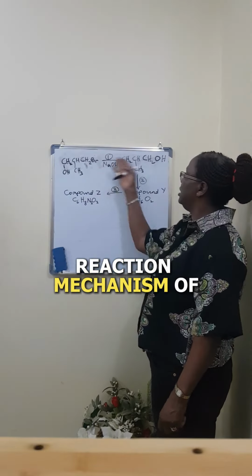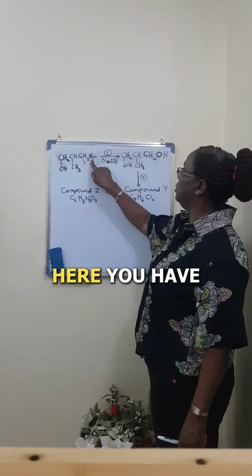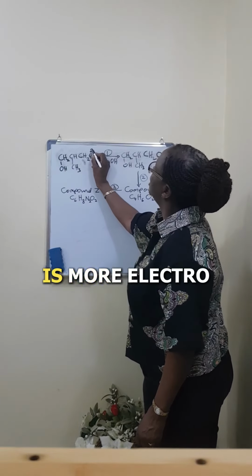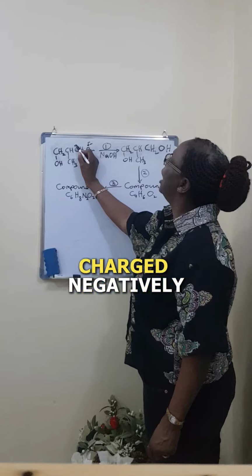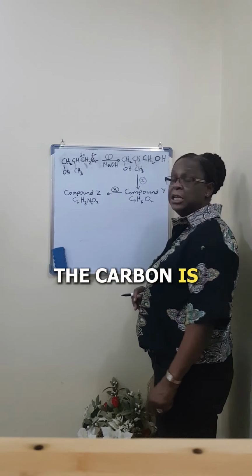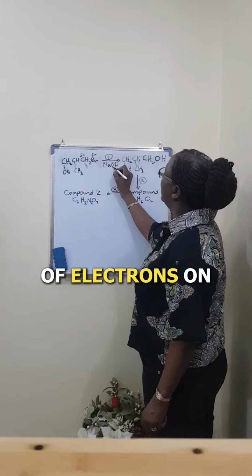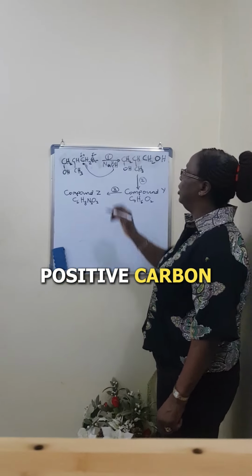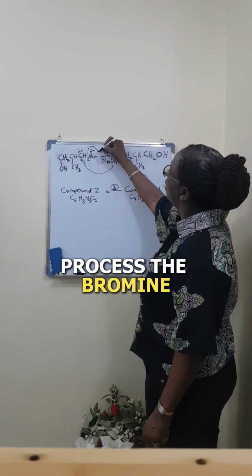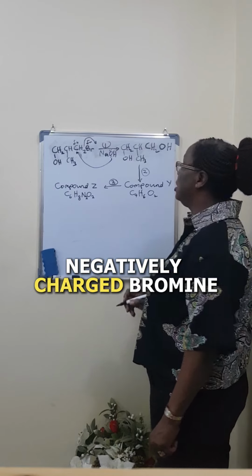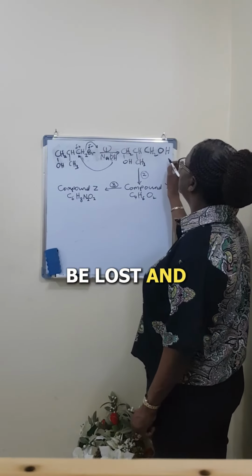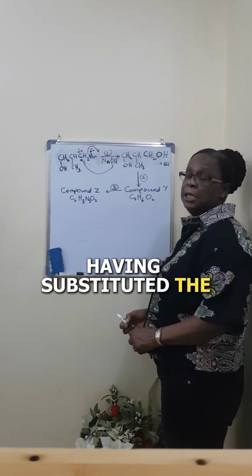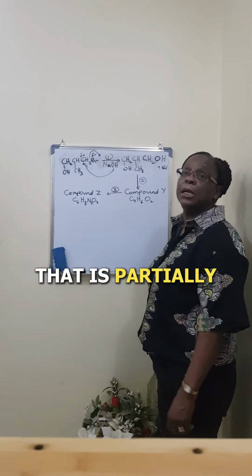What is the reaction mechanism of the first reaction? You have OH here, you have Br that has been substituted with OH. First thing to note is that bromine is more electronegative, so it's partially negatively charged, while the carbon is partially positive. The lone pair of electrons on your nucleophile is going to attack that partially positive carbon, and in the process, the partially negatively charged bromide ion is going to be lost, and you will end up with the OH having substituted the Br.